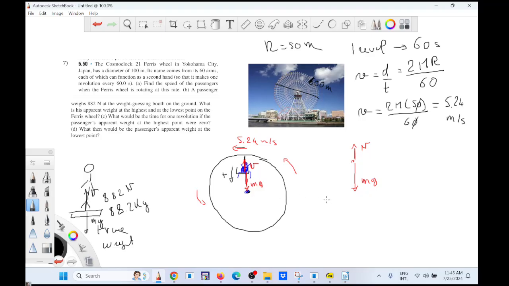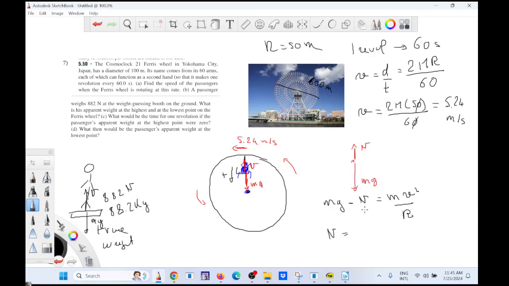So this is positive, so mg minus the normal force equals mv squared over r. And you want to find the apparent weight. So imagine you are on this wheel here, you're going to feel lighter, right? And here you're going to feel heavier. So let's find the normal force.